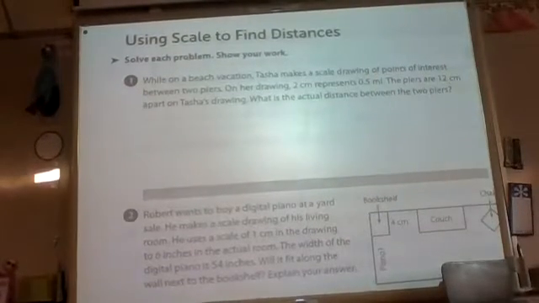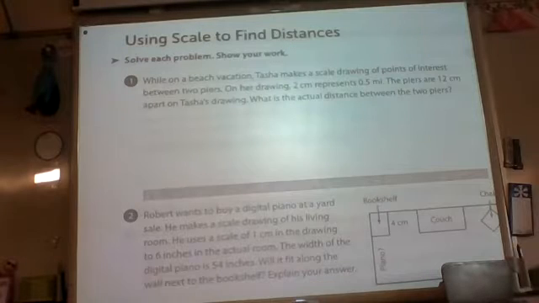So the first problem is this. While on a beach vacation, Tasha makes a scale drawing of points of interest between two piers.